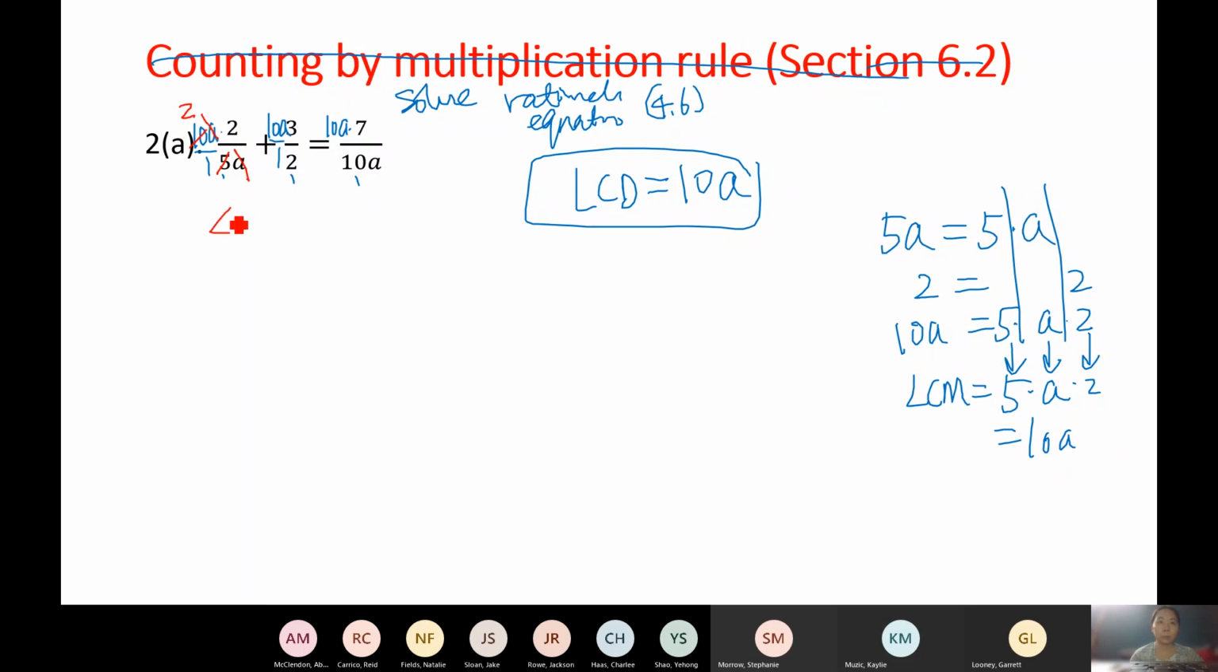2 times 2 is 4. Bottom all canceled out. This 2 goes into the 10 5 times and multiply straight across. 5A times 3, that's 15A. Because my writing might not be very clear, maybe you can rewrite it, and so you can see that A is still there.